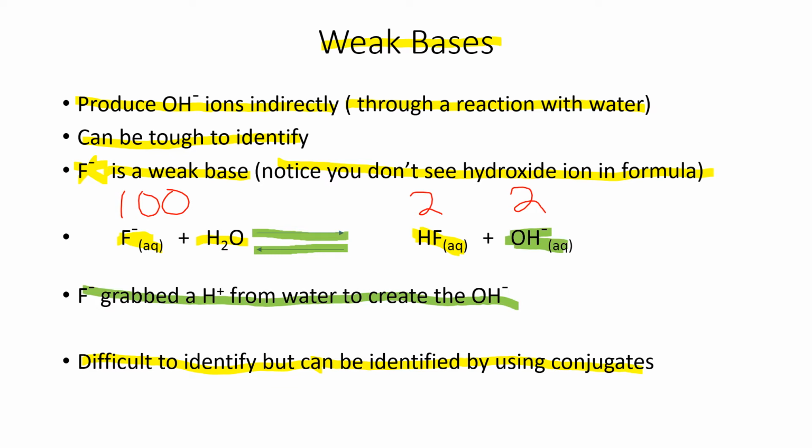But I want to show you the mechanism of how these weak bases operate. By grabbing an H plus from the water, what happens in that process is what's left behind after the F minus has grabbed an H plus from the water. Water is going to lose that H plus. That's how your hydroxide ion gets created.